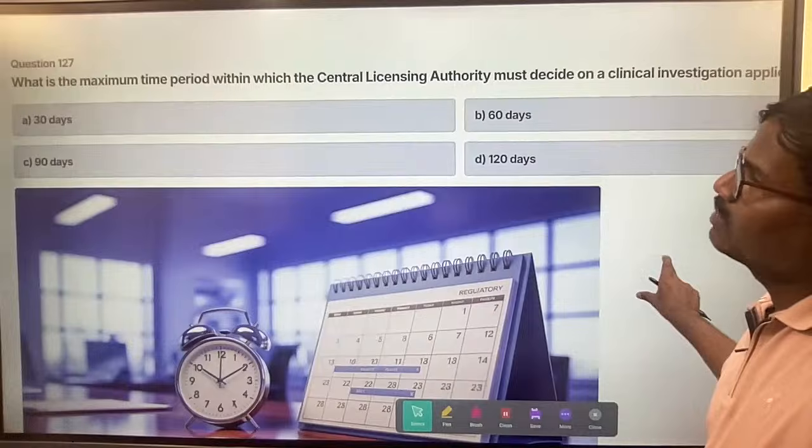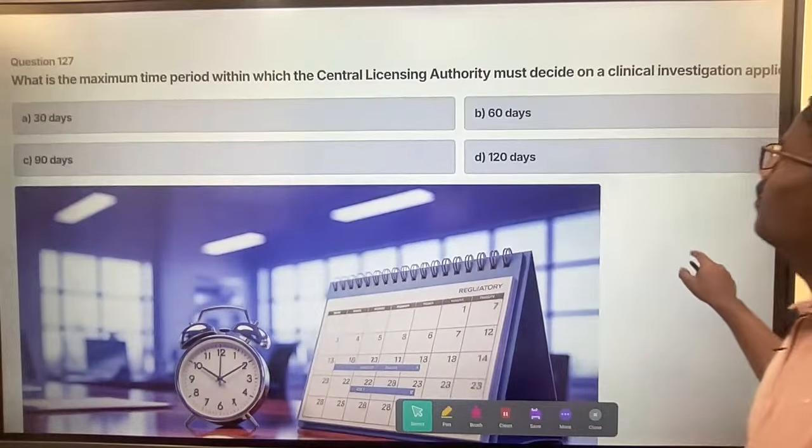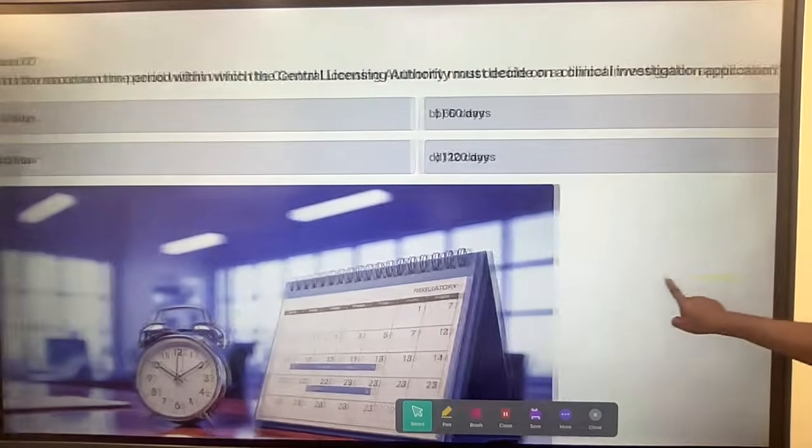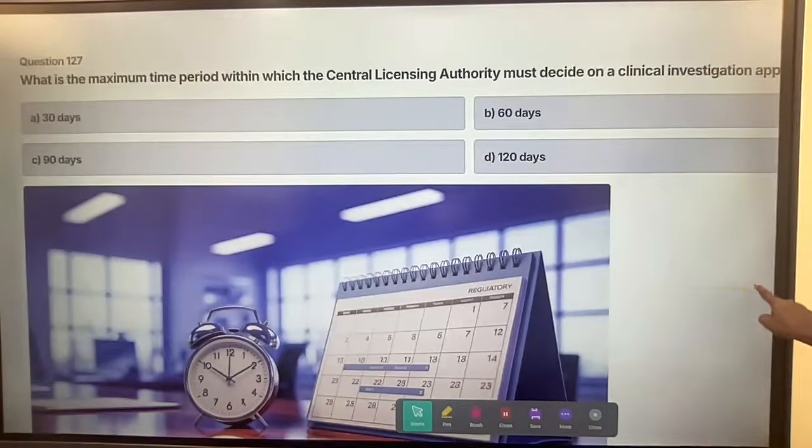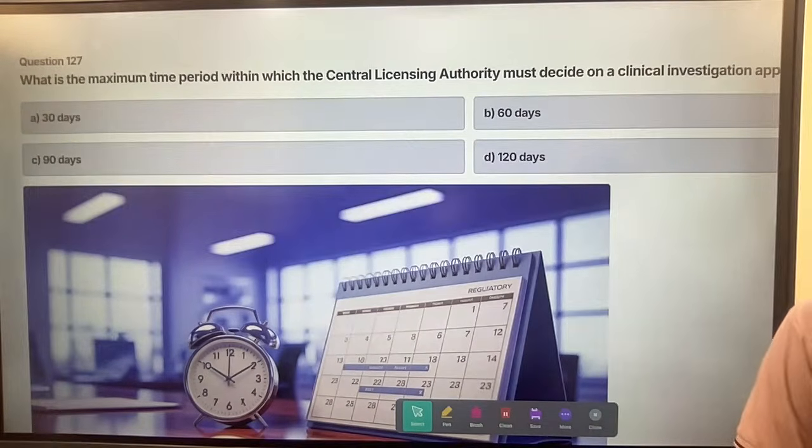What is the maximum time period within which the CLA must decide a clinical investigation application? In how many days should they give the answer? 30 days, 60 days, 90 days, 120 days. You can write the digits for days. If these kinds of options are there, what is your answer? The maximum time period they have to take the decision on clinical investigations. Answer, please.